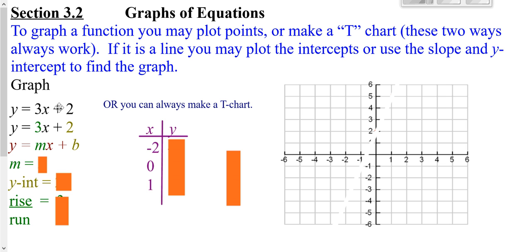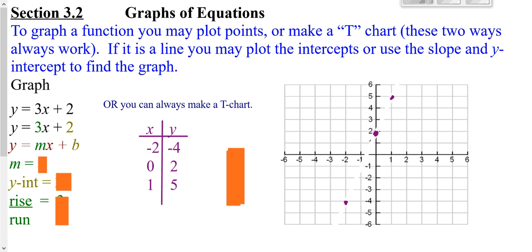So plug in negative 2 here, times by 3, add 2. Plug in 0, times it by 3, add 2. Plug in 1, times it by 3, add 2. Then you can go ahead and plot those points. And this will always work. 2 to the left, 4 down. 0 left and right, 2 up. 1 right and up 5.